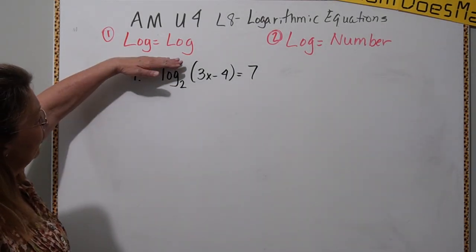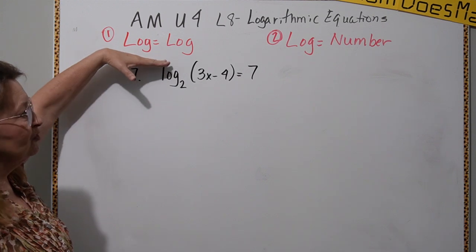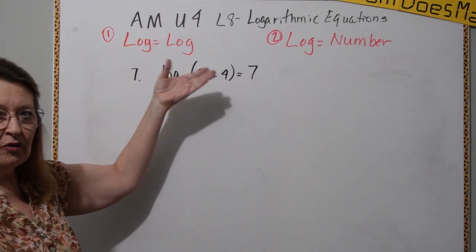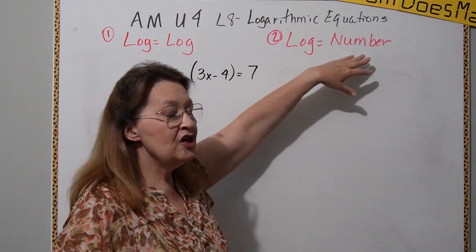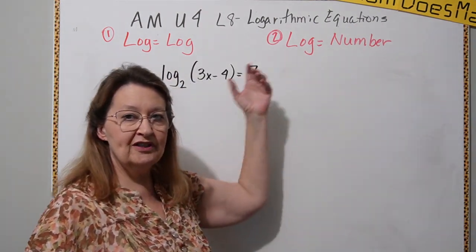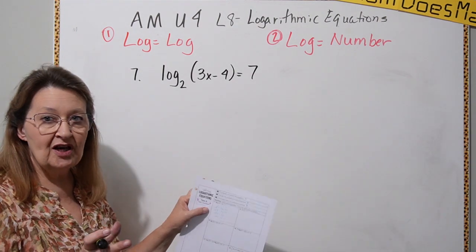Okay, so on the first page, every problem we had was a type 1, and it was a log to log. You had a log on both sides. On the second page, you're going to have log to number, and we work it a little bit differently. So you have to analyze it and memorize the 3 steps up at the top of each page.